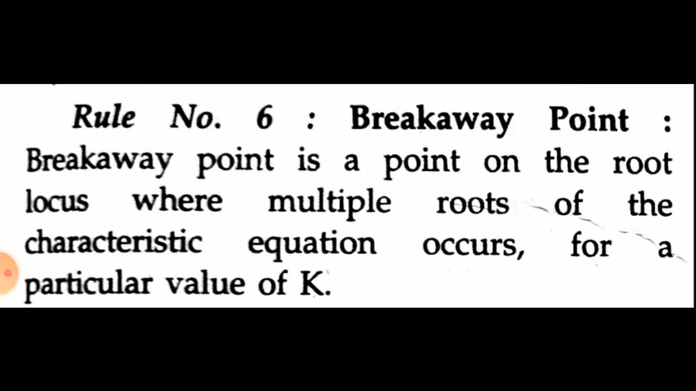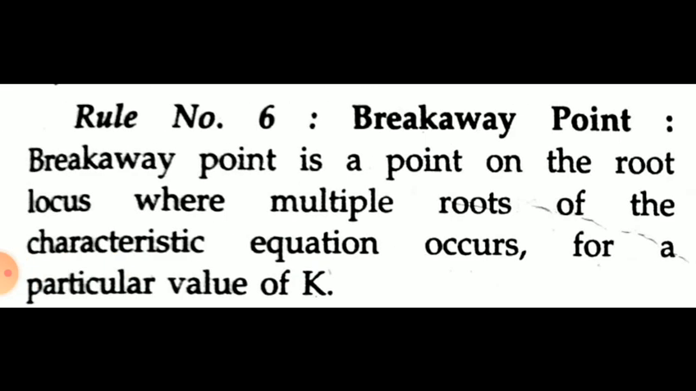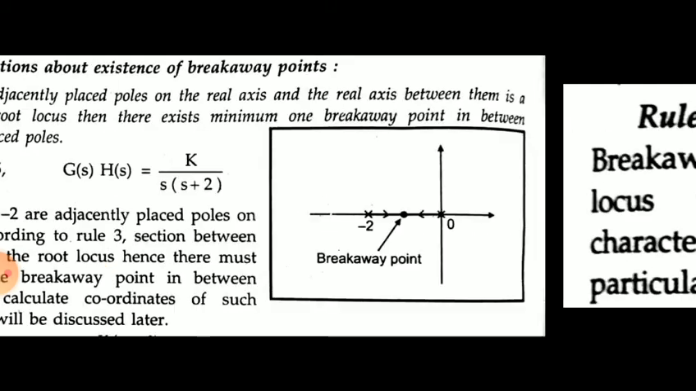Now the next step, rule number 6, you have to find out the breakaway point for the root locus. A breakaway point is a point on a root locus where multiple roots of the characteristic equation occur for a particular value of k.